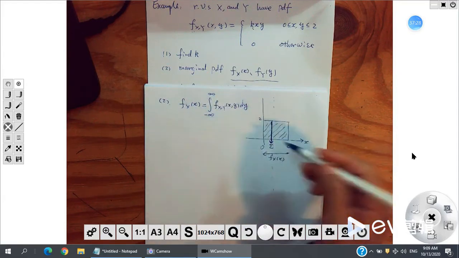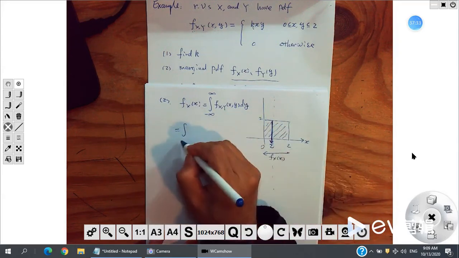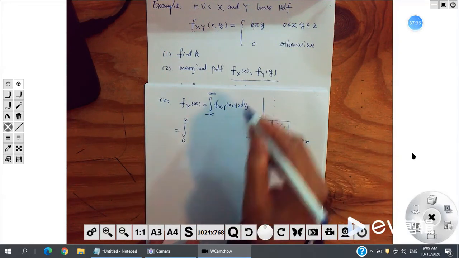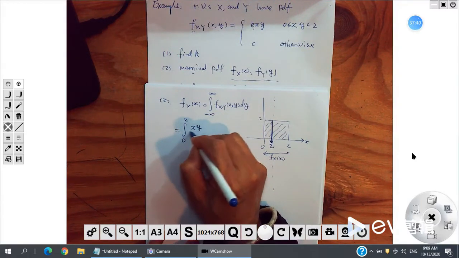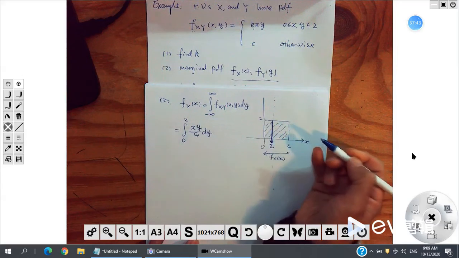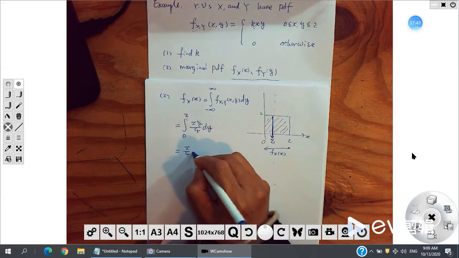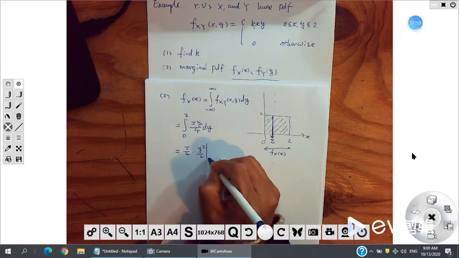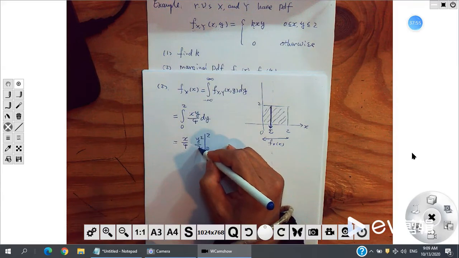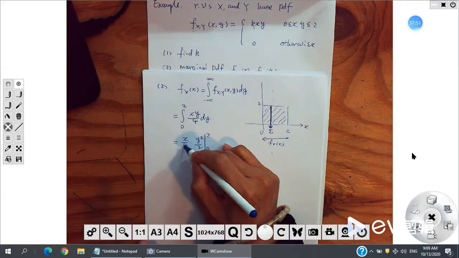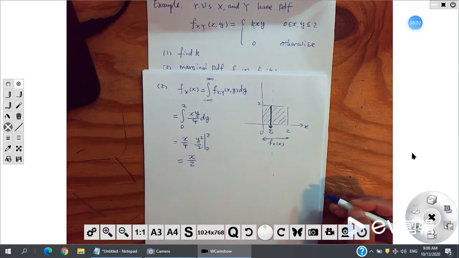Alright, so we can try. This is the integral just running from 0 to 2 of k times xy. K is 1/4, so it's xy over 4 dy. Now we have x over 4 times y squared over 2, with y running from 0 to 2. 2 squared is 4, 4 over 2 is 2, the 2 cancels with this 4, and I have another 2 in the denominator. So this is x over 2, f of x.